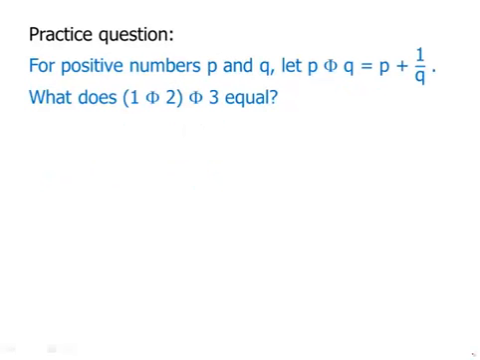Here's another practice question. This symbol here, it turns out, is a Greek letter, the Greek letter phi. For positive numbers p and q, let p phi q equal p plus 1 over q. So it's going to be the first number plus the reciprocal of the second number. What does the quantity 1 phi 2 and then phi 3, that's a hard thing to say, what does that equal? So pause the video here and then we'll talk about how to evaluate this.